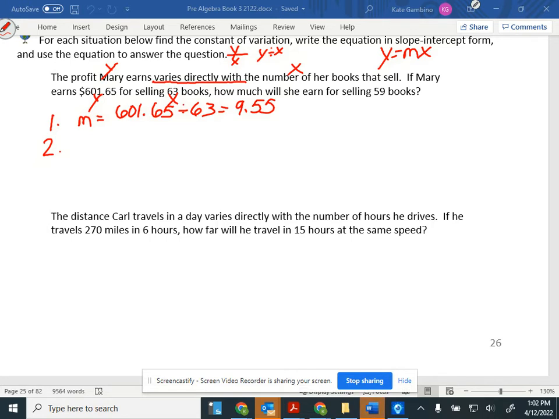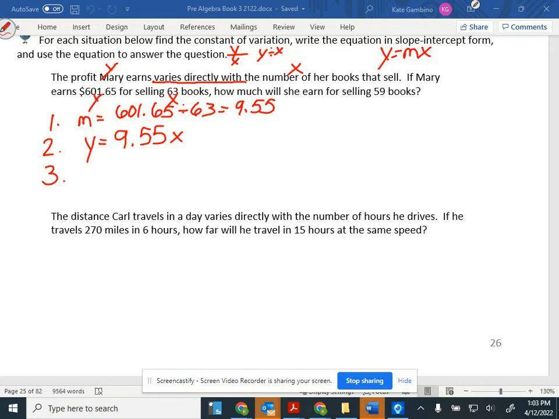Who can walk me through the second step? Paul. We need to find the equation in slope-intercept form. So what is the equation? y equals 9.55x. So y equals m, which we just found is 9.55, times x. So what's my next step?